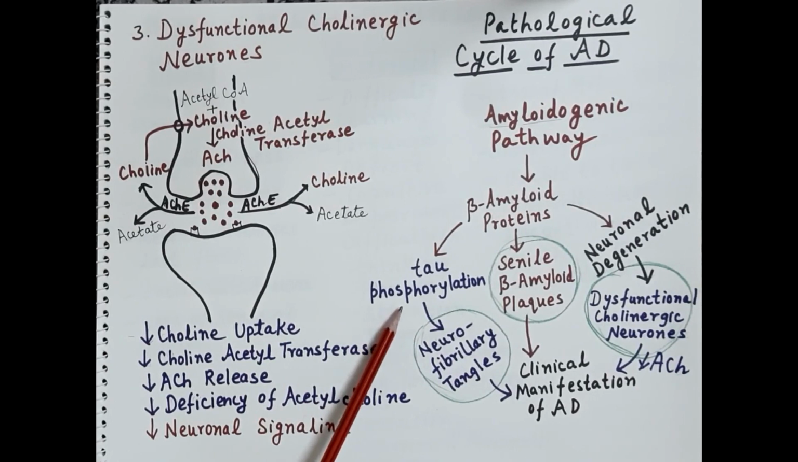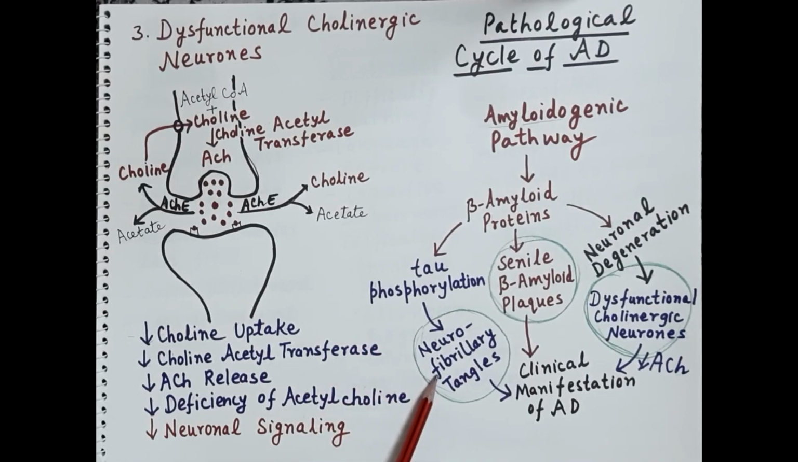And apart from this, beta amyloid proteins are also responsible for the phosphorylation of tau and formation of the neurofibrillary tangles, because of which there is collapse of microtubules and intracellular transport within the nerve cell is hampered, and thus all these are responsible for the clinical manifestation of Alzheimer's disease, that is dementia, characterized by impairment of memory and cognition.